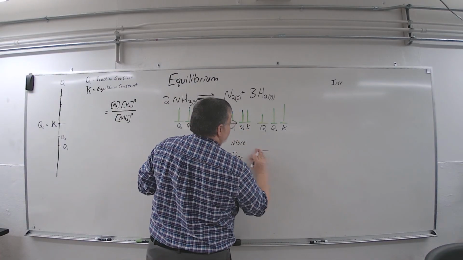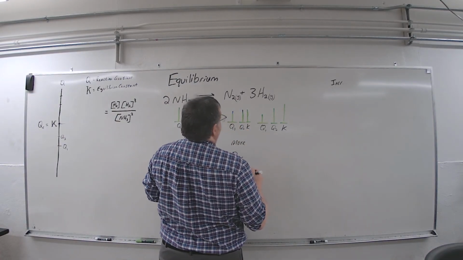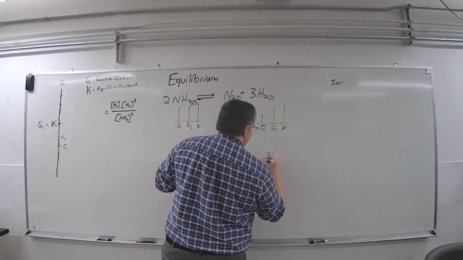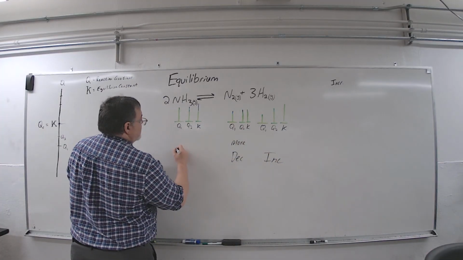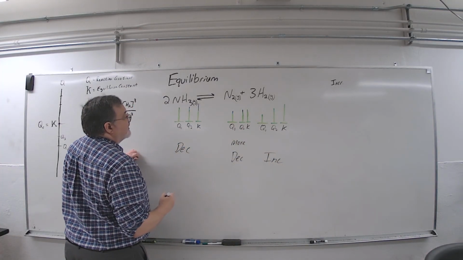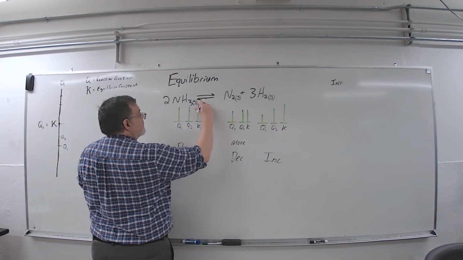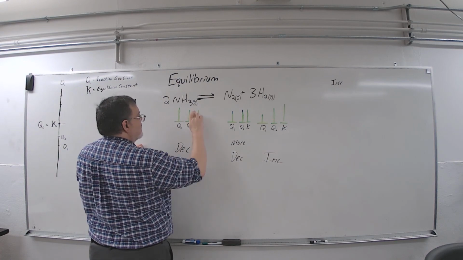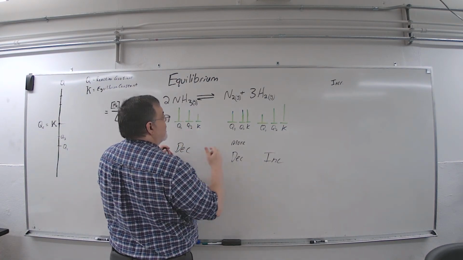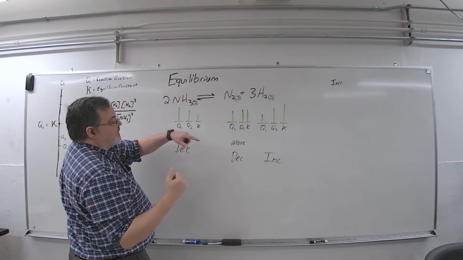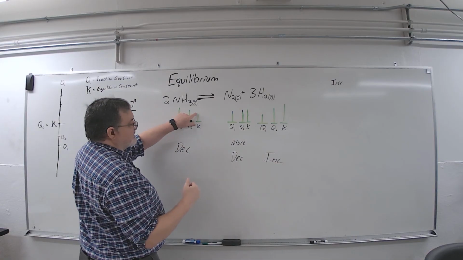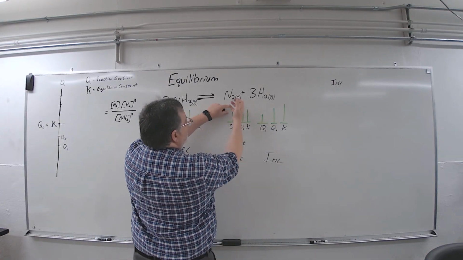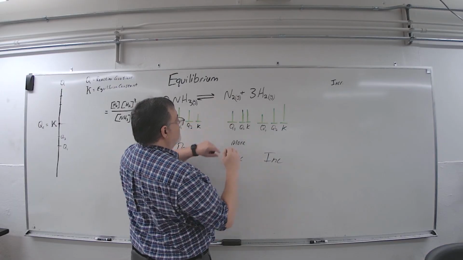But this one decreased. Yeah, this one increased. This one decreased. Okay, remove this, we flow this way. So we get less and less of this till we get back to K. We removed this much of this.